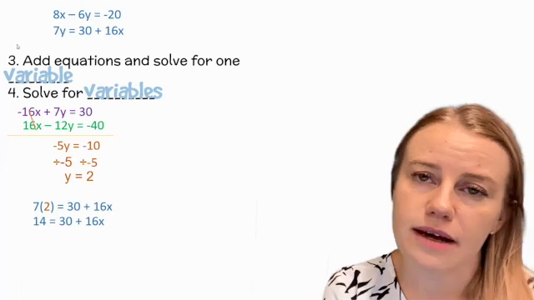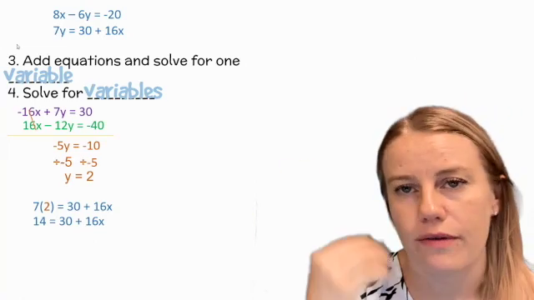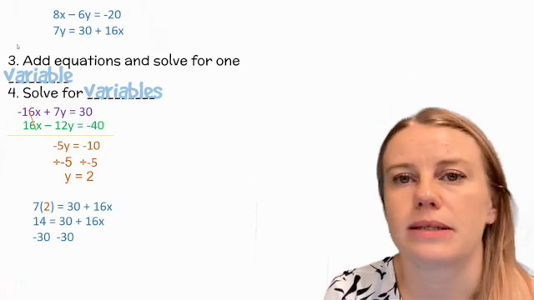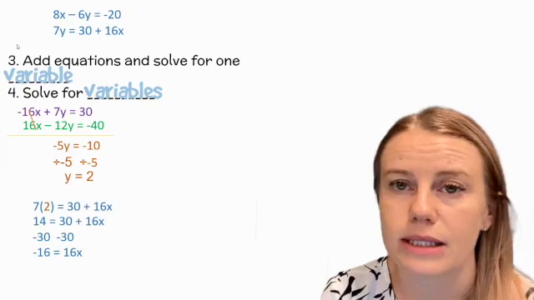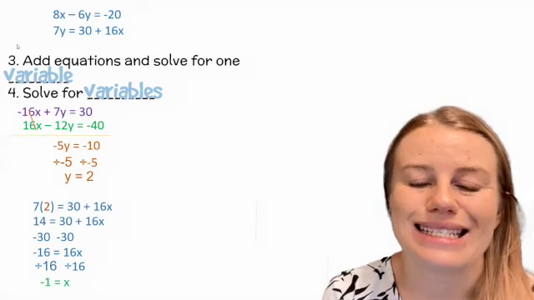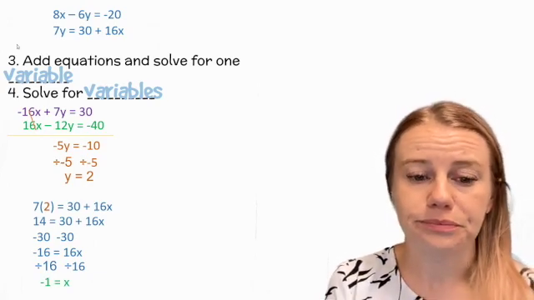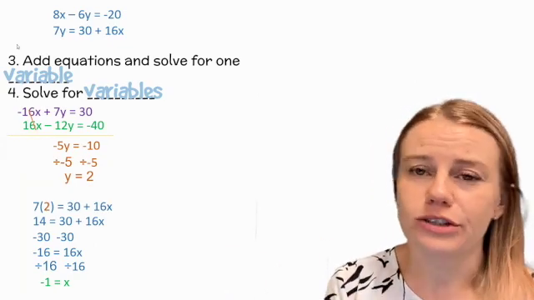So 7 times 2 is 14. So 14 equals 30 plus 16x. Let's solve for x by getting it by itself. Subtract 30 from both sides. Negative 16 equals 16x. Divide both sides by 16. Negative 16 divided by 16 is negative 1. So negative 1 equals x, or x equals negative 1. I ran through that real fast. Y'all know how to solve for variables. Okay, just getting it by itself.